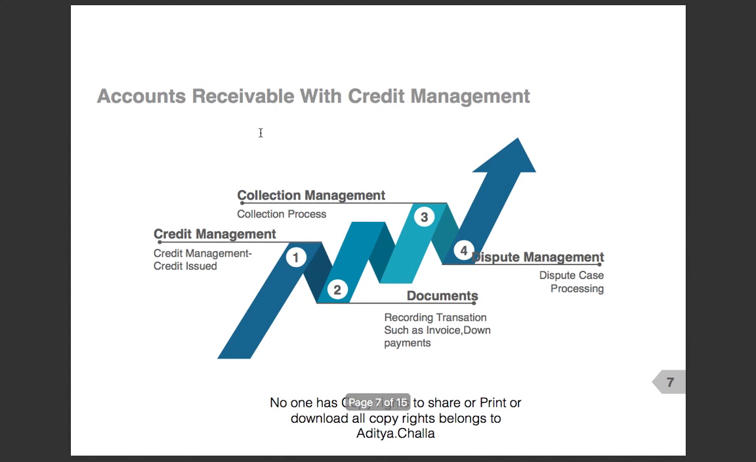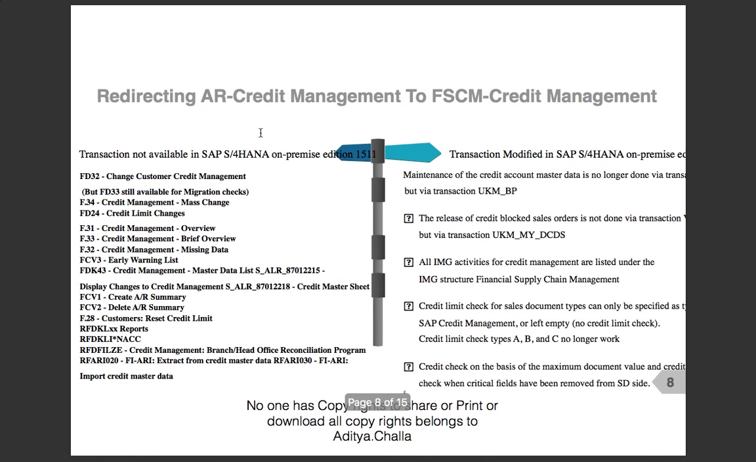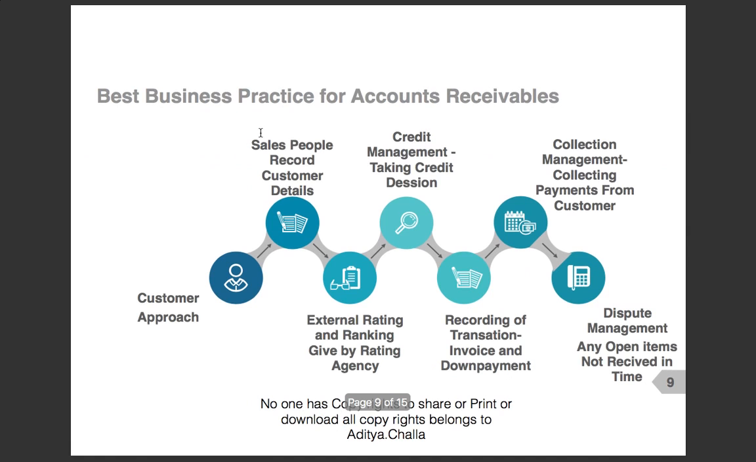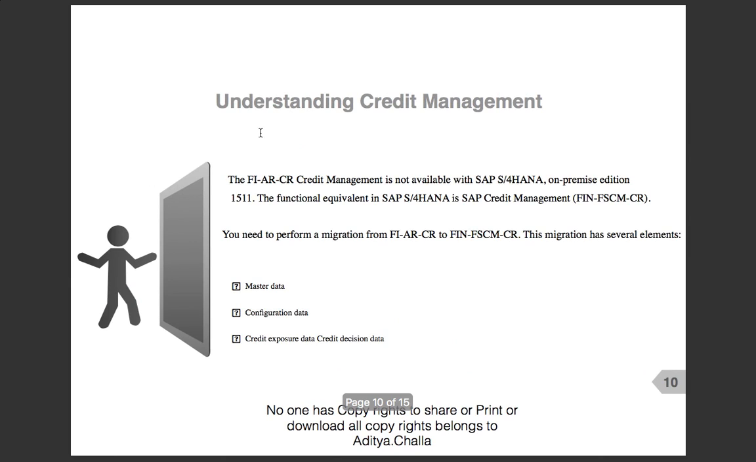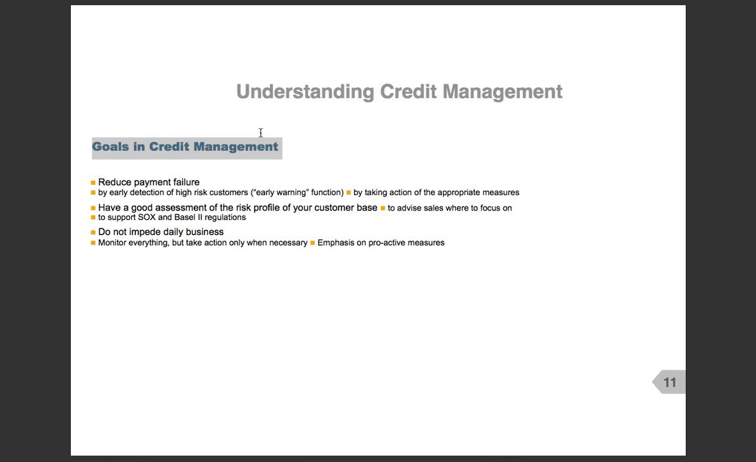So these are the differences between the existing ERP and the simple finance application, because most people have these questions: why did they make it mandatory? FSCM is mandatory, so why not use AR credit management? Once you understand this business policy, you can understand the advantage of FSCM functionalities even in existing ERP also. So here you can see I have mentioned the goal of credit management.